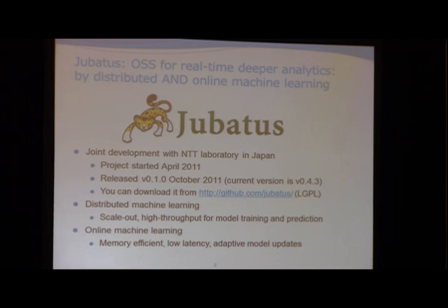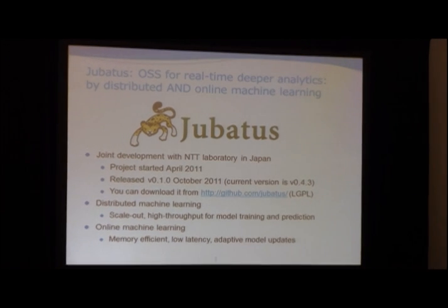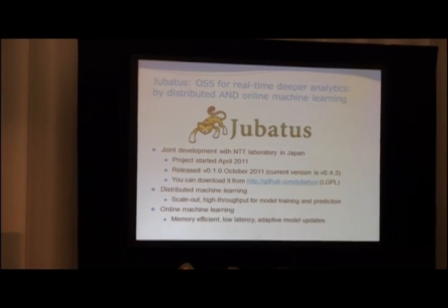This is joint work with NTT Lab in Japan, and the project started almost 2 years ago, and we released the initial version in October 2011, and you can download it from GitHub today. Jubatus is a combination of distributed machine learning and online machine learning for scale-out high throughput for model training and prediction, and memory efficient, low latency, and adaptive model updates.